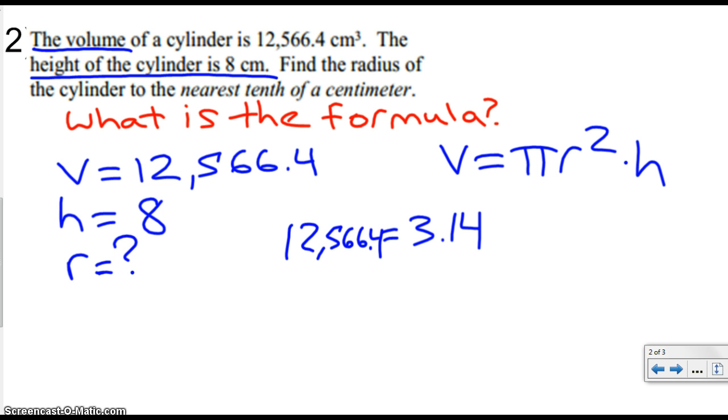V is 12,566.4. We know pi is 3.14. We don't know what r is, so that's our variable. And we know that height is 8. Okay, this is where it gets a little tricky. How do we solve this? What do we do now?